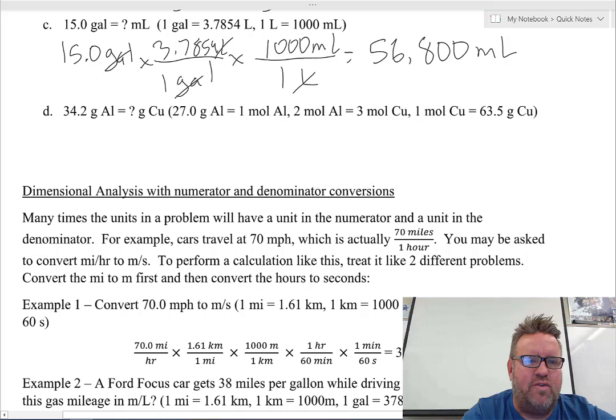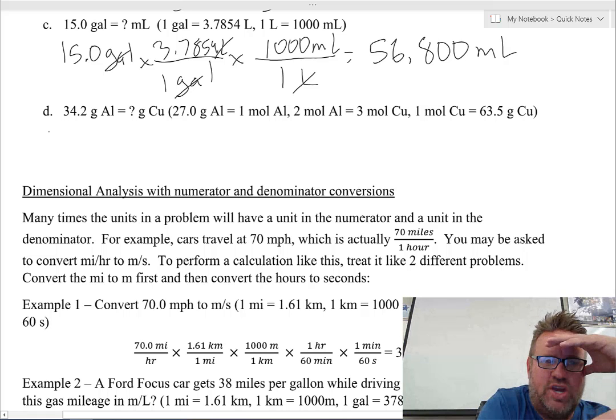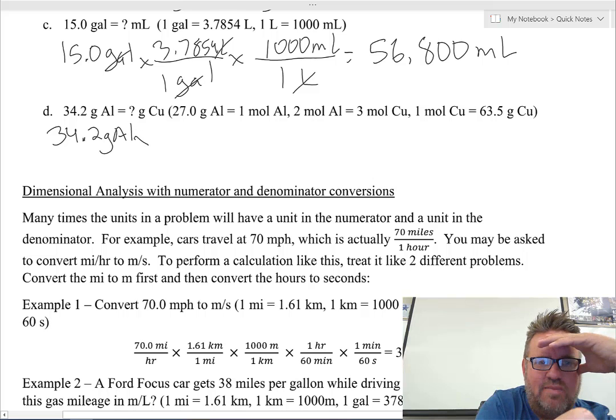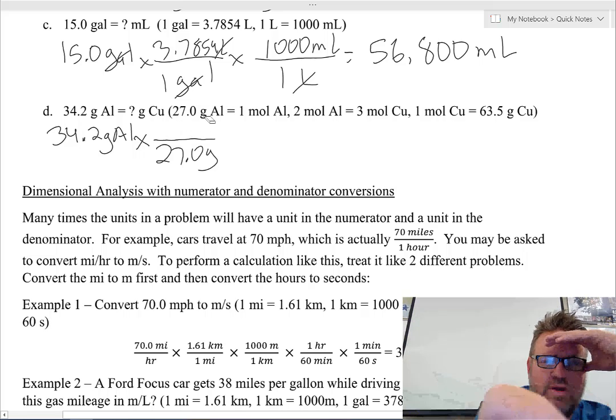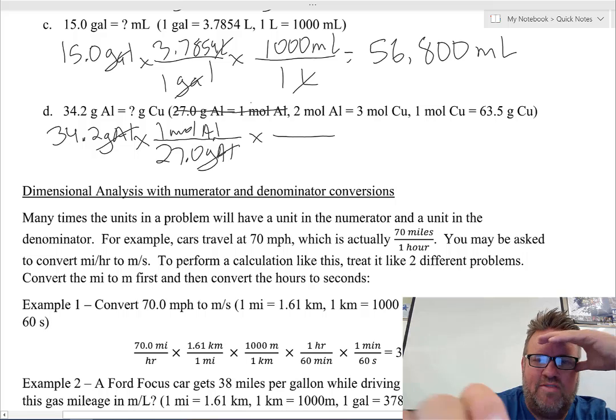Okay, and then 34.2 grams of aluminum, that's Al, the element aluminum, is going to make how many grams of copper? Let's check and see. 34.2 grams of Al, and this is something we're going to be doing later this year. There are 27.0 grams of Al in 1 mole of aluminum. So that one cancels. And now our grams of aluminum have canceled. Now we have moles of aluminum.